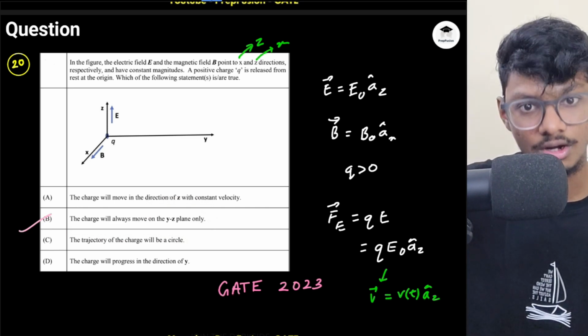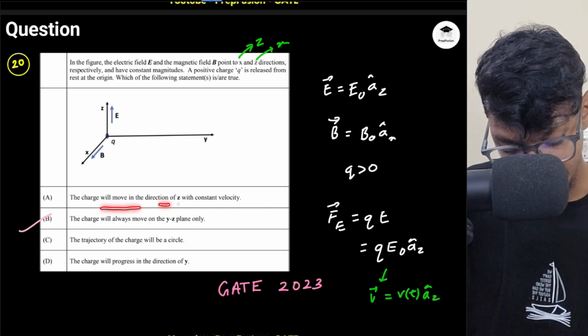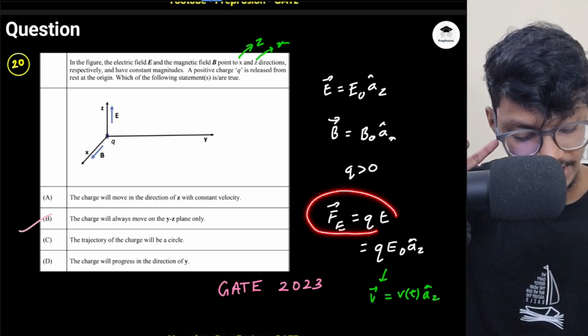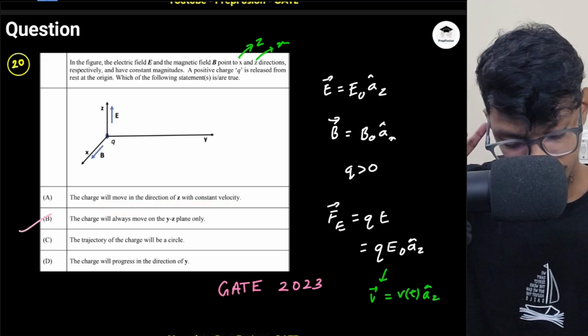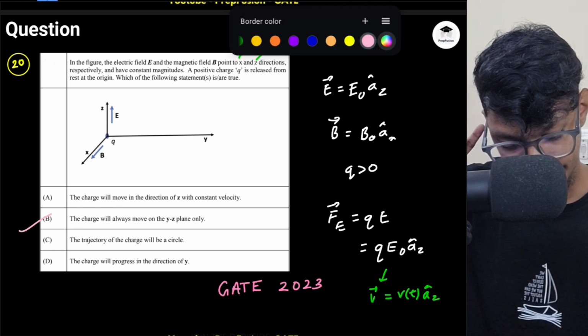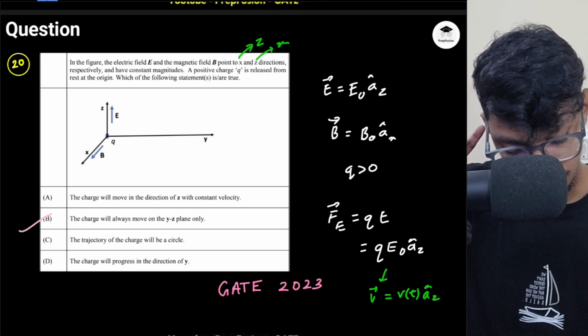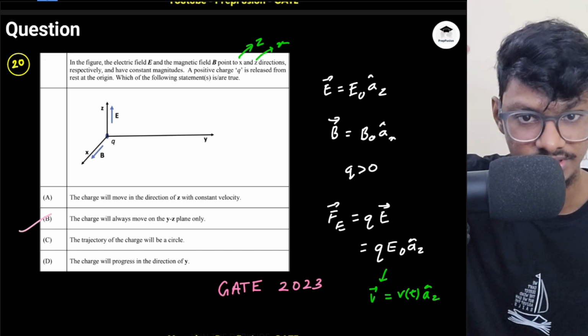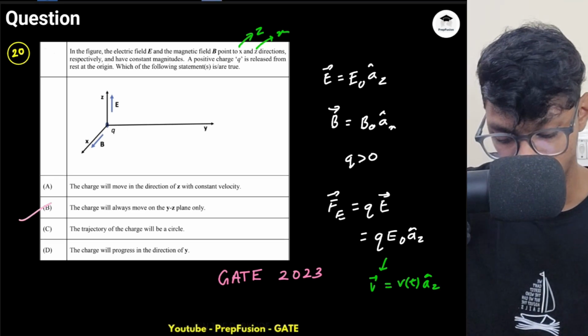Let's read the other options as well. The charge will move in the direction of Z with constant velocity. Velocity won't be constant because there is some force acting due to the electric field. There is a force, so velocity will keep on increasing. Force means acceleration, acceleration means velocity keeps on increasing, so velocity will not be constant.